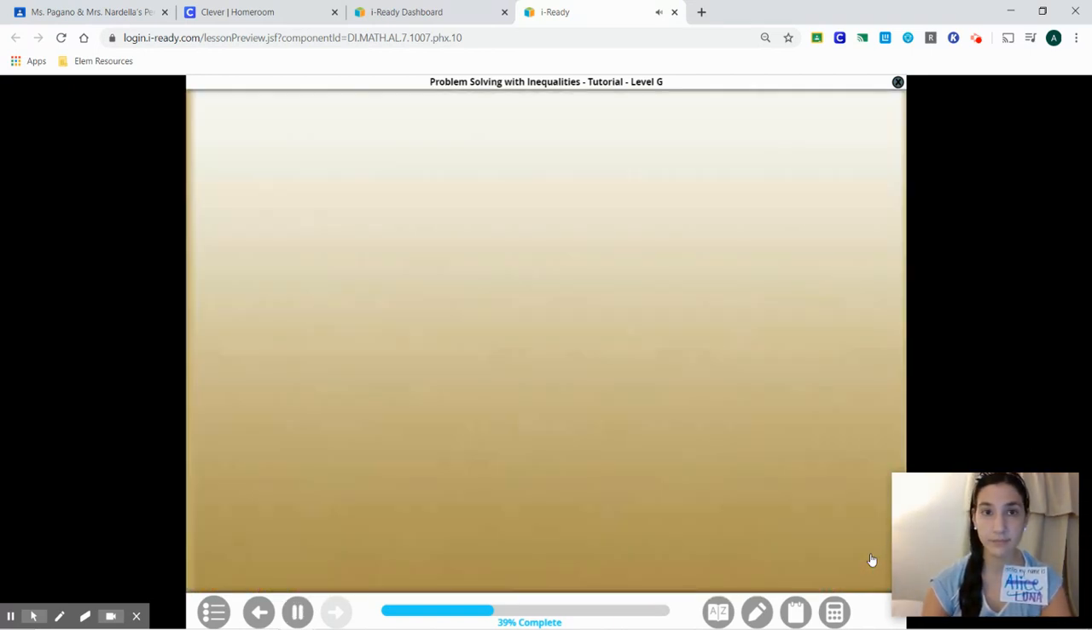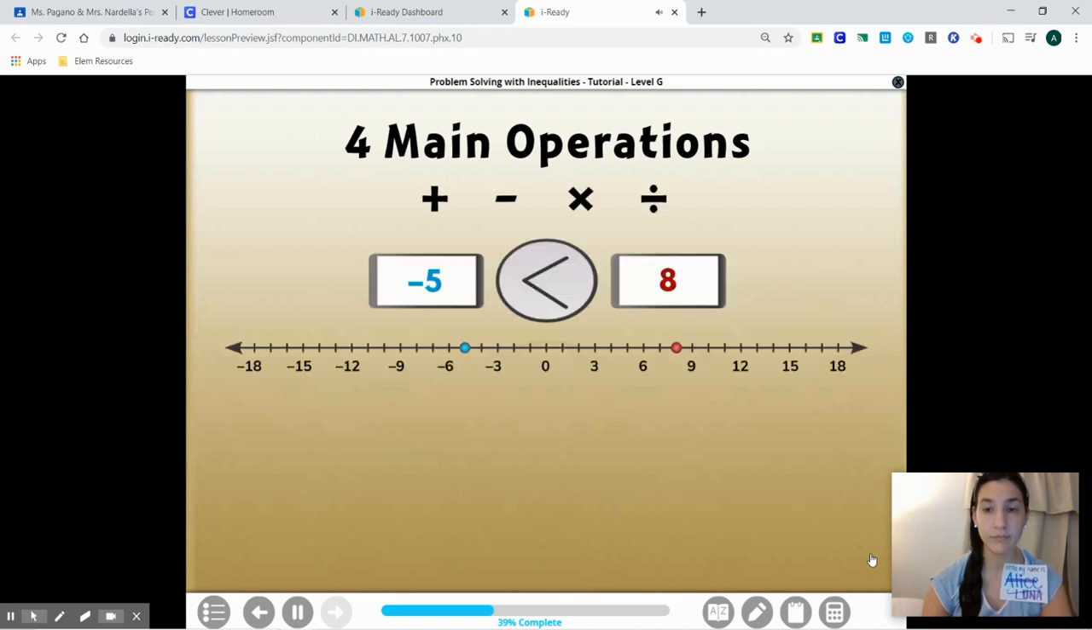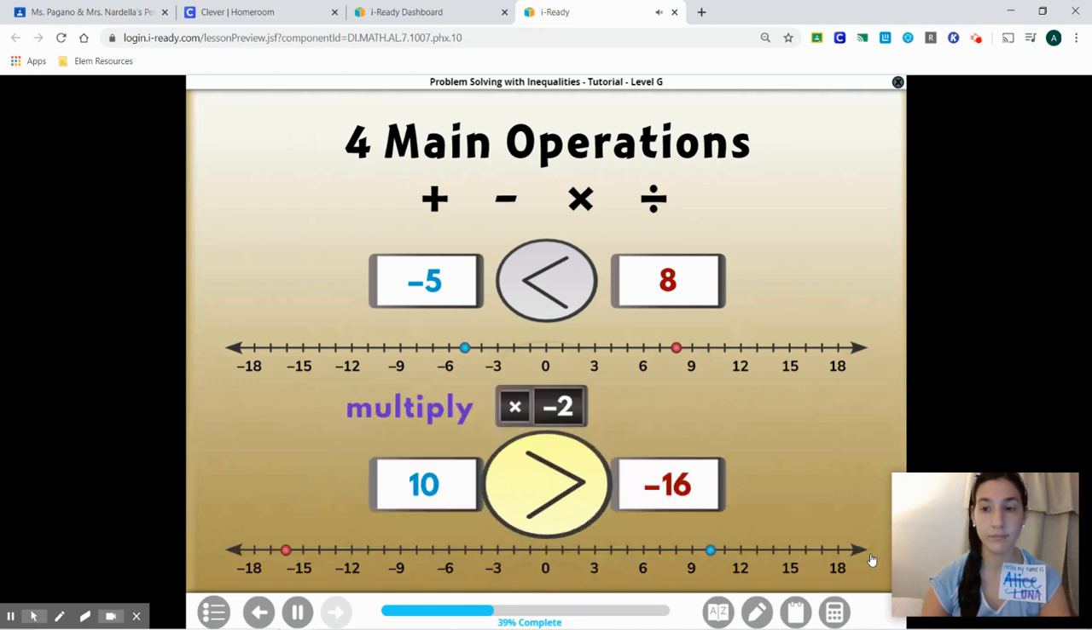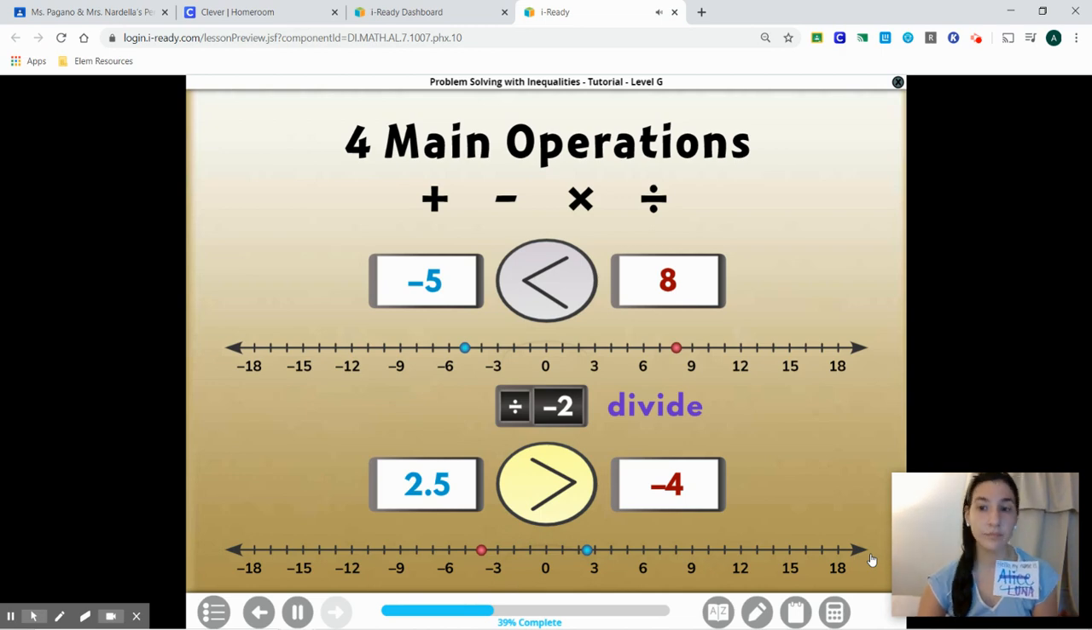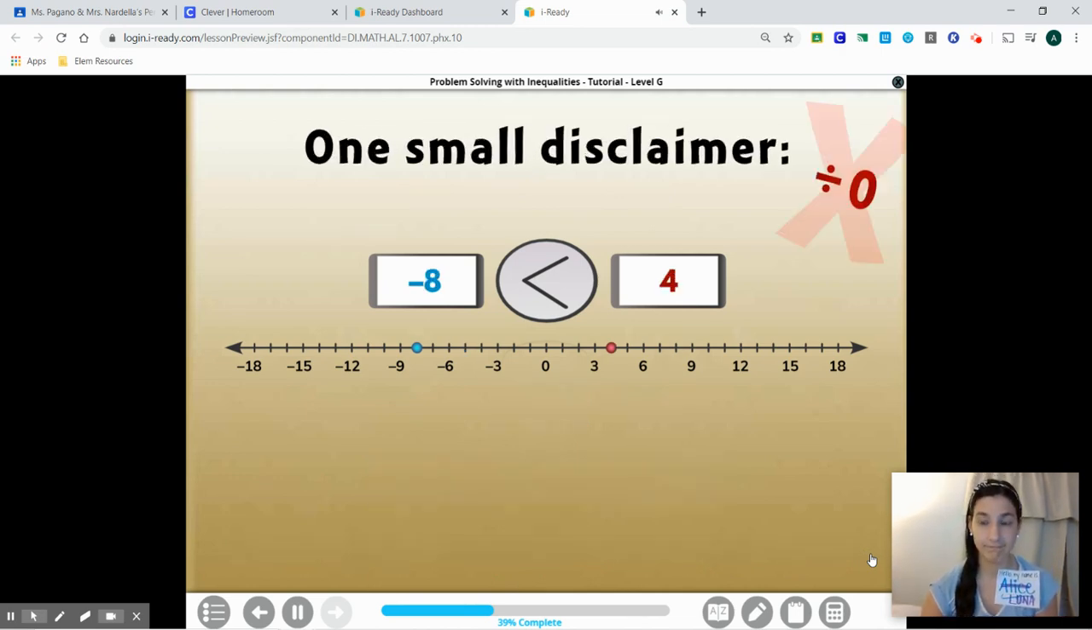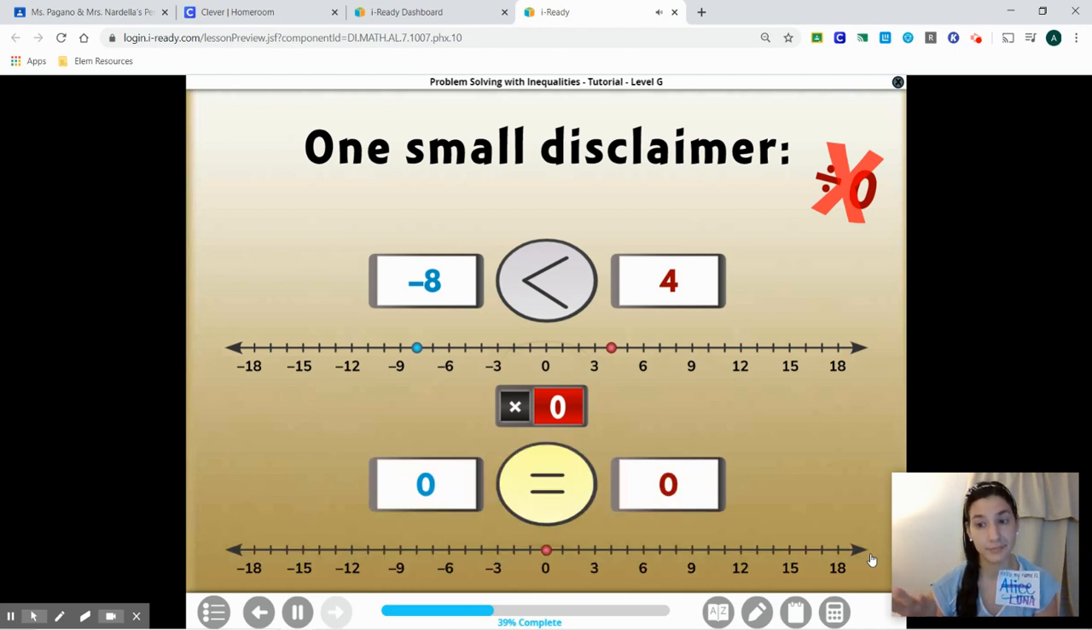So basically, when applying the 4 main operations to both sides of an inequality, the only time the inequality symbol will need to be reversed is when multiplying both sides by a negative, or dividing both sides by a negative number. You got it. But one small disclaimer. You can never divide by 0. Right. And if you multiply both sides of an inequality by 0, both sides will become 0 and will be equal to each other.